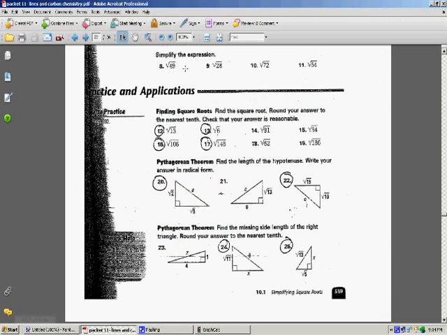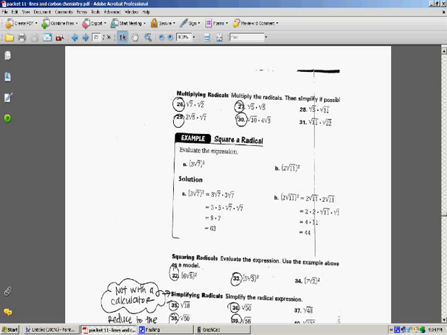So now that you know how to do this, you can go to your packet, page 23, and at the top right here you can practice your skills.